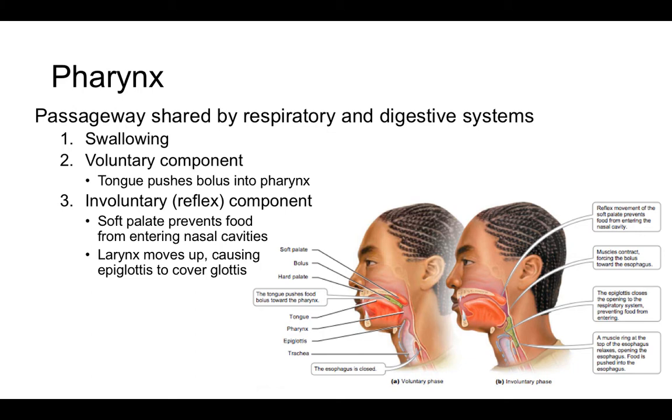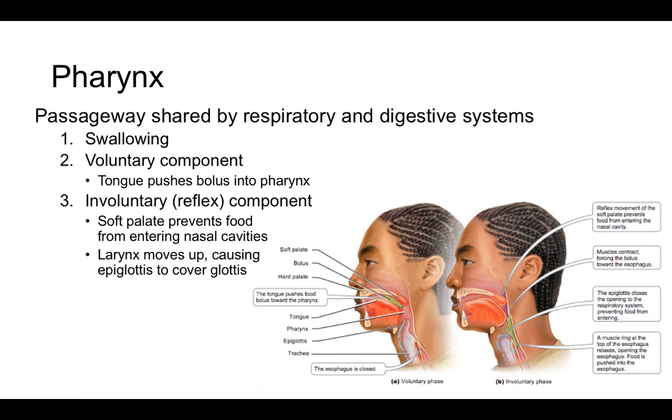Now, the three things that occur in the pharynx are number one, swallowing. And swallowing has two components. It has a voluntary component and an involuntary component. The voluntary component is when your tongue physically pushes the bolus, that's what we call the mechanically compressed food, that moves to the back of your throat and then down into your esophagus.